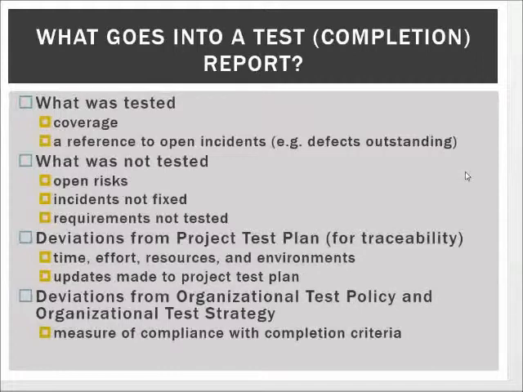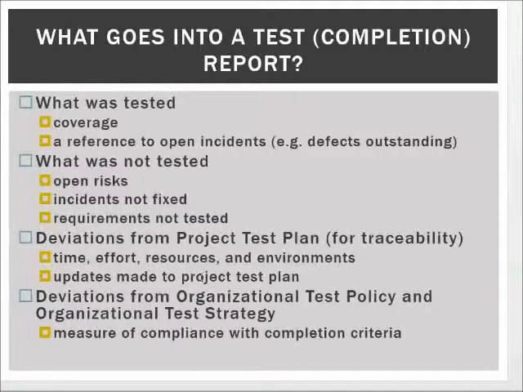If the project test plan existed, this being the master plan or the phase plan or the method plan on which this completion report talks about, what deviations had to be taken, for example in time, effort, resources or environments, and what updates were made during the project to the project test plan or at least to the test plan on which this completion report is talking about.